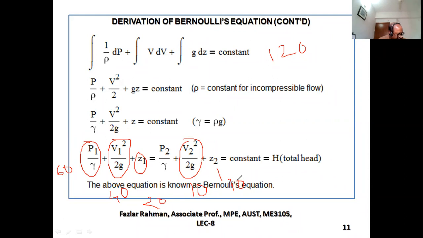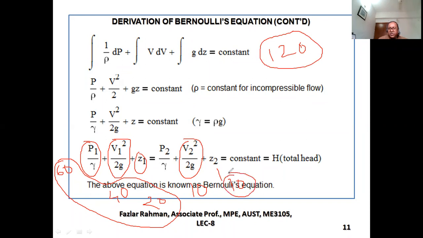Anyone? Hello? 100. 100? Yes, okay. Yes, sir. The right side will be 100. But the right side and left side have to be equal. The right side has to be 120 because the summation on the left side is 120, right? Pressure is 60, velocity 40, Z1 20. So the left side is 120, the right side has to be 120. Now my question, how will he make 120? Because on the right side, Z value, potential energy, you got 10. Kinetic energy, you got 20. So how much will the pressure be then?